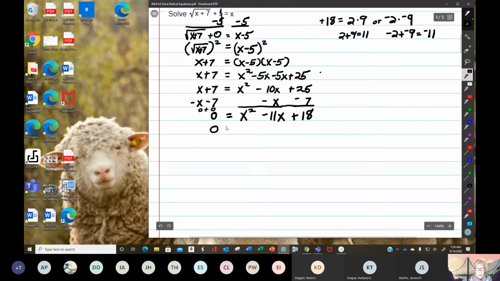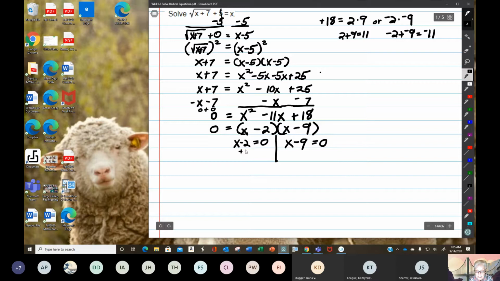So we will have 0 equals x squared. No, not x squared. X times x minus 2 minus 9, or the other way around. It doesn't matter. You could have said minus 9 minus 2. Either way, now that you have factors, you set each one equal to 0. X minus 2 equals 0. X minus 9 equals 0.